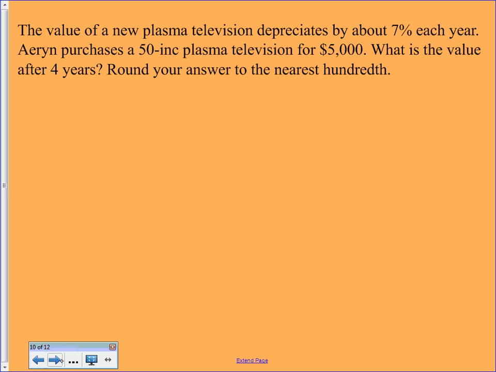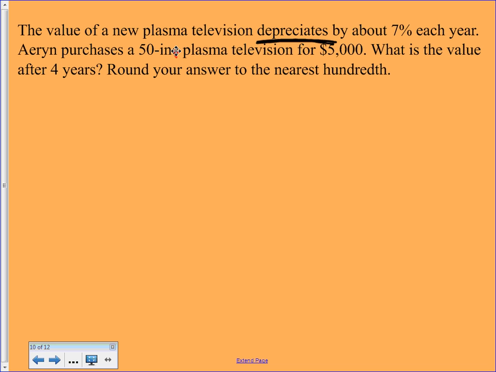Last but not least, let's look at this last problem. So we're talking about a plasma TV, and that should say inches, not ink. That doesn't make any sense. All right, so it's depreciating. Whenever you see the word depreciate, that means to go down. Appreciate means to go up. Depreciate means to go down. Okay, so we're talking about going down here.